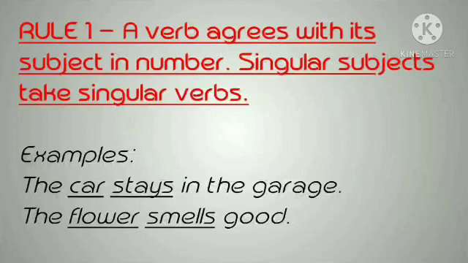Look at the subject, car, and look at the verb, stays. When the subject is singular, there is no S, like car and flower. But on the other hand, the verb, if it is singular, it has an S, like stays and smells. So meaning, if it is singular, your subject will be no S, and your verb will be with S, like car, stays, flower, smells.